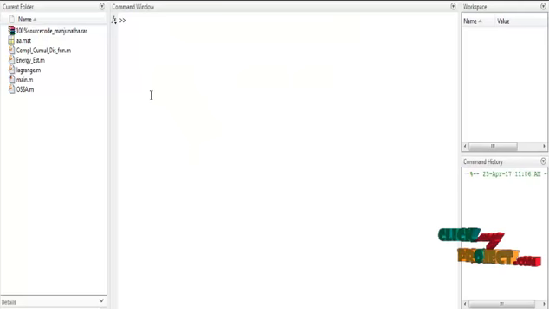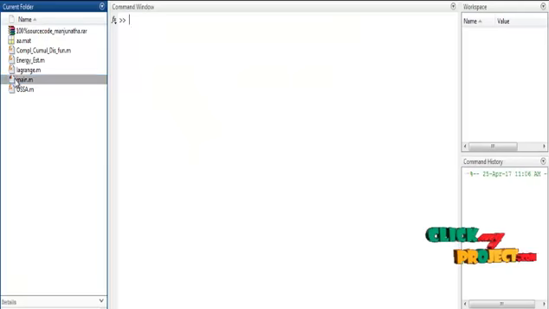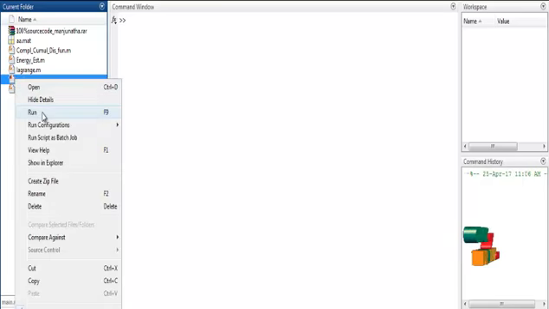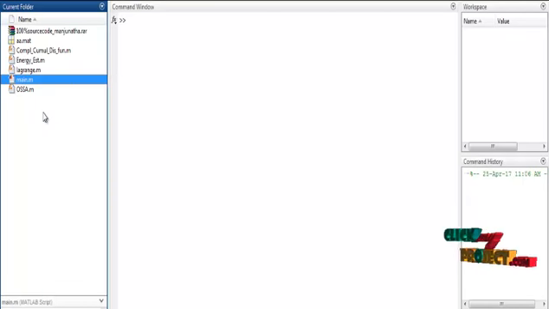Let us discuss the running procedure for the project. Click the main file and then run. It takes time to display.